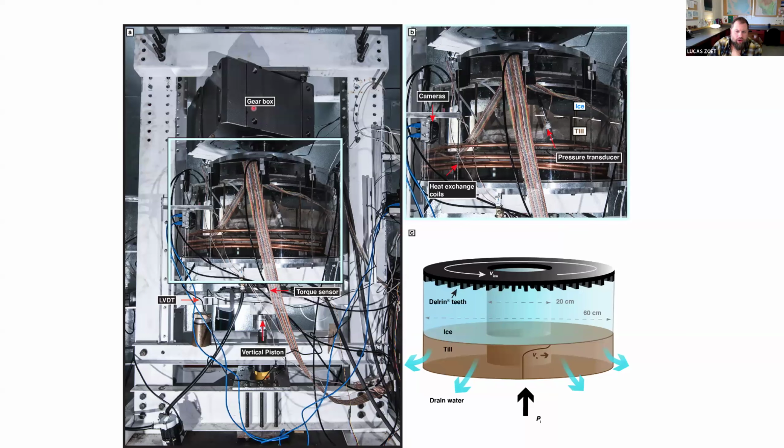Here's just another blow up of it. So this is kind of a cartoon of what's inside of this sample chamber here. So here's this upper platen, like I was saying, that's grabbing the ring. And in this case, it's on top of a till bed, and the ice is being spun, and the till bed is water saturated. Water is allowed to leave the till space or enter the till space as the till dilates and contracts.